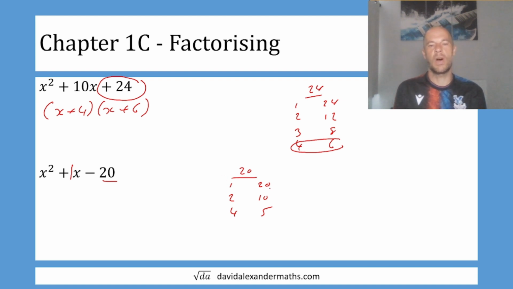So I can't get a 1 with a 20 and a 1. I can't get a 1 with a 2 and a 10, but I can get a 1 with a 5 and a 4. It's 5 minus 4. So that'll be x take 4, x plus 5, or the other way round. When I mean the other way round, x plus 5, x minus 4 is fine. As long as the minus is with the 4 and the plus is with the 5, we're good.